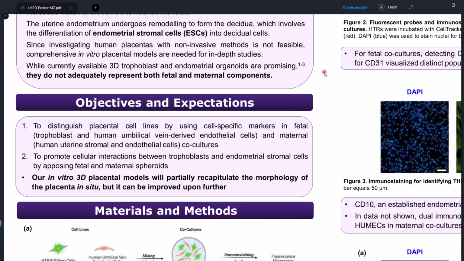We plan to distinguish placental cell lines by using cell-specific markers and co-cultures that represent the fetal and maternal aspects of the placenta. Our second objective was to promote cellular interactions between trophoblasts and endometrial stromal cells by opposing fetal and maternal spheroids. We expected that our in vitro placenta models will only partially recapitulate the morphology of the placenta in situ, but that it can be improved upon further.